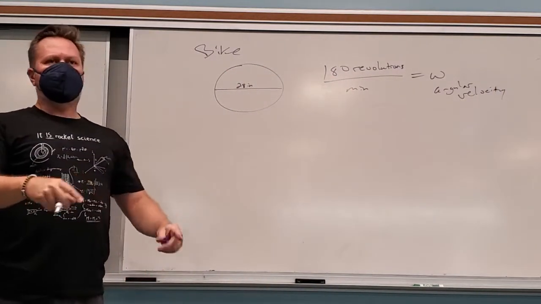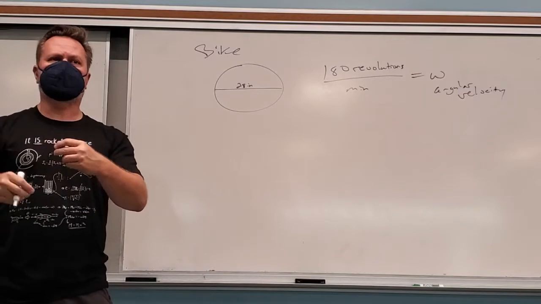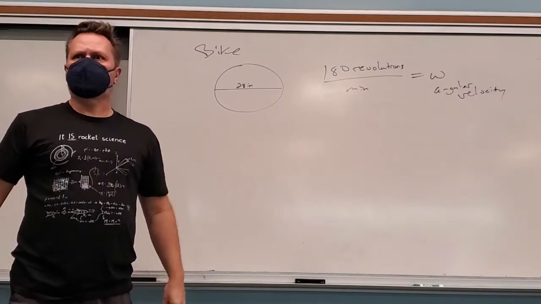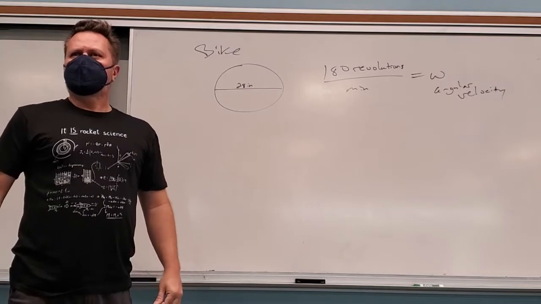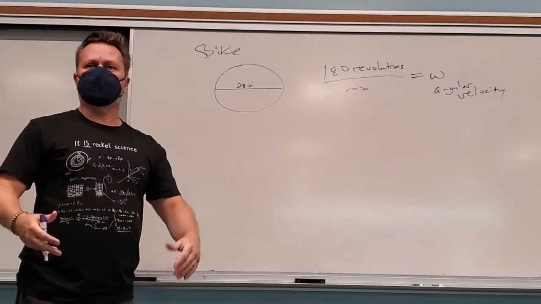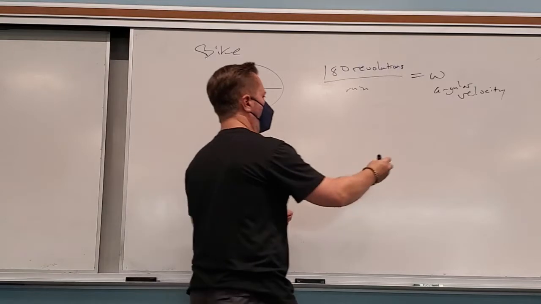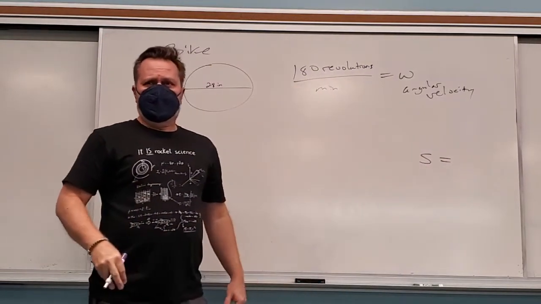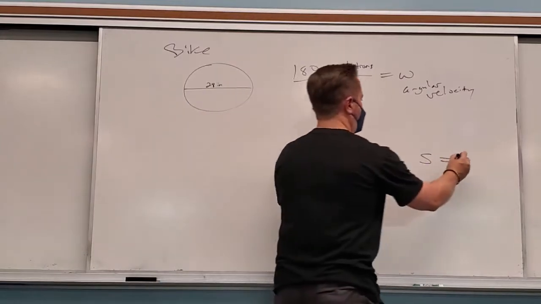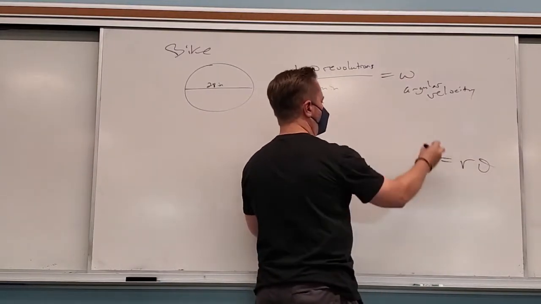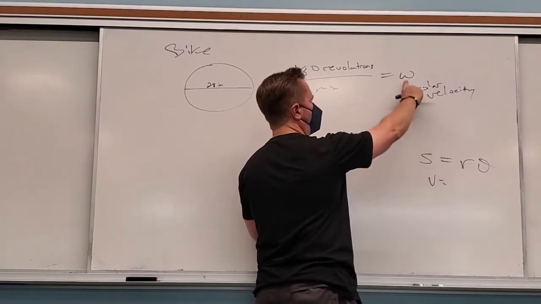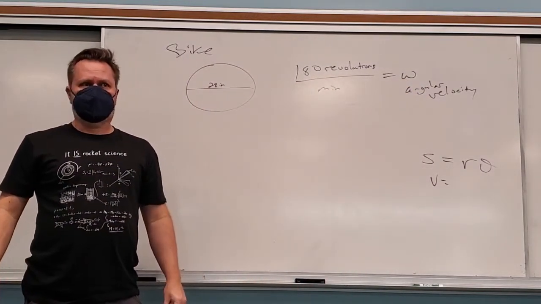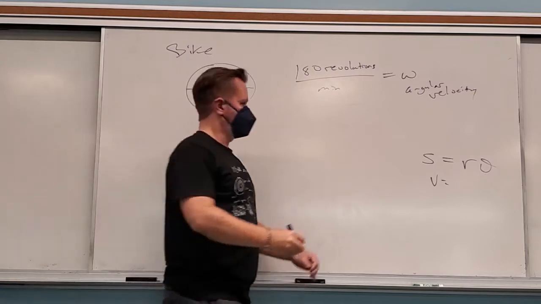So they tell me omega. What else can I get from what they tell me that I'm definitely going to need in an equation? What else shows up in these equations? What's the equation for arc length? Does anyone remember? S equals R theta. What's the equation for velocity related to omega? V equals R omega.